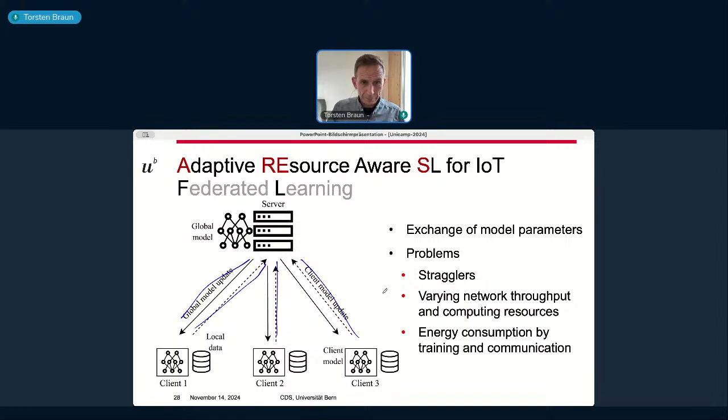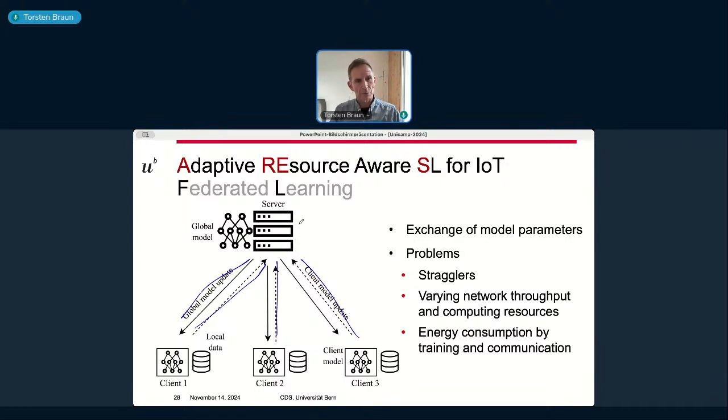Problems in federated learning are that we might have stragglers. That means some clients, in particular if you have heterogeneous clients, might have better hardware and run the training faster than the others.